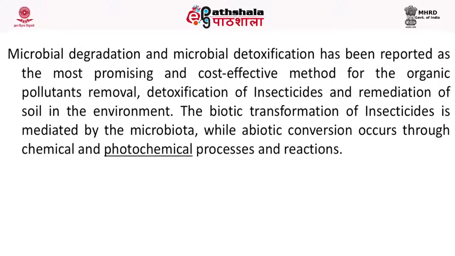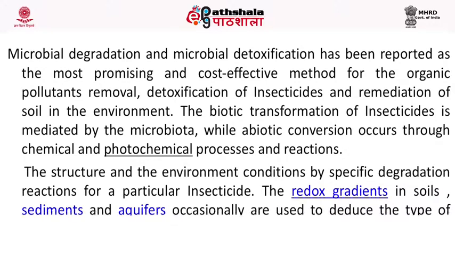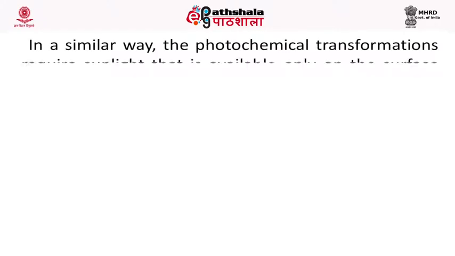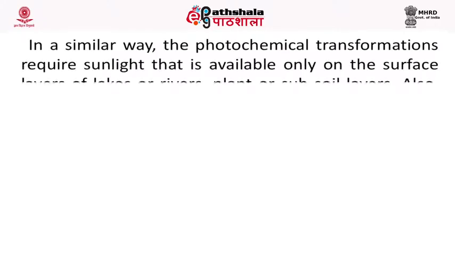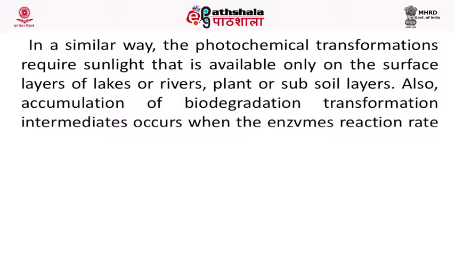The biotic transformation of insecticides is mediated by the microbiota, while abiotic conversion occurs through chemical and photochemical processes and reactions. The structure and the environmental conditions determine specific degradation reactions for a particular insecticide. The redox gradients in soil, sediments and aquifers occasionally are used to deduce the type of transformation that can occur. In a similar way, photochemical transformation requires sunlight that is available only on the surface layer of lakes or rivers, plants or subsoil layers.